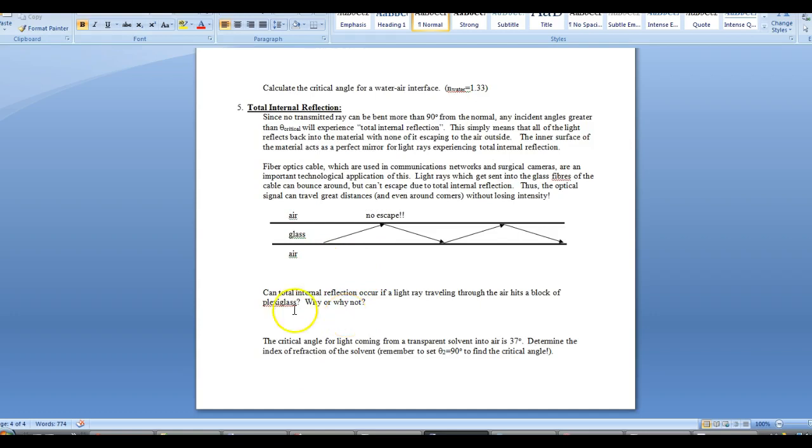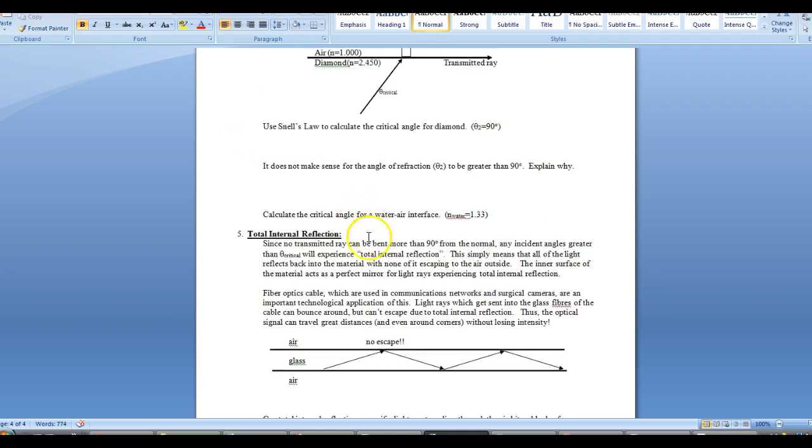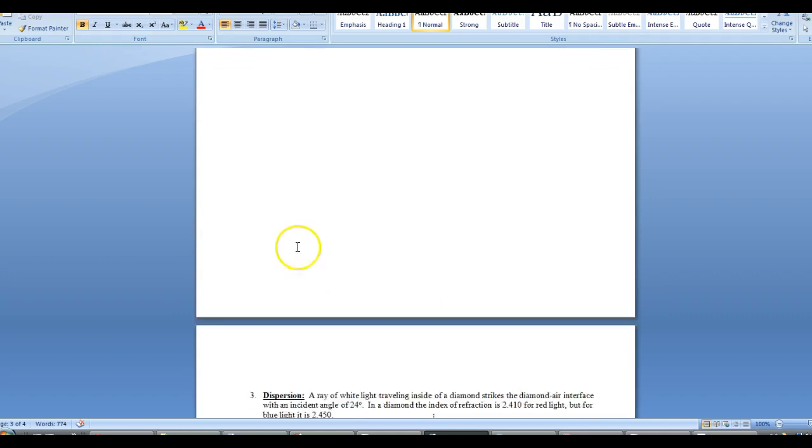And just one more question. This question says, can total internal reflection occur if a light ray traveling through the air hits a block of plexiglass? Why or why not? No, because you can only get total internal reflection when going from a higher to a lower index of refraction. It's not possible to get total internal reflection going from air into anything, because pretty much everything has a higher refractive index than air, which has a refractive index of 1. So hopefully that helps you understand a little more about the critical angle. Good luck.